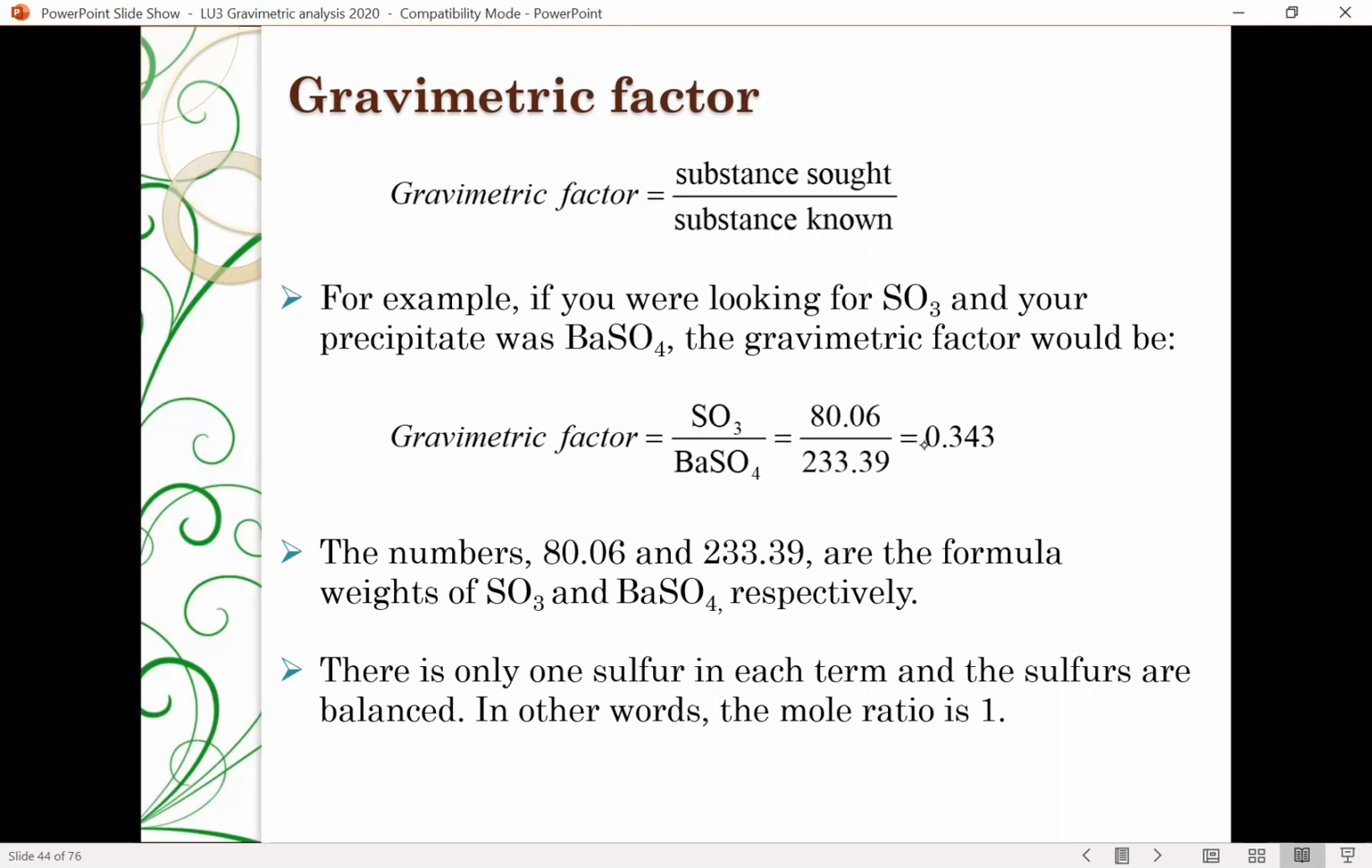So if you divide them, you will have 0.343 as the gravimetric factor. Okay, there is only one sulfur in each term and the sulfurs are balanced. So in other words, the molar ratio between the substance sought and the substance known is 1. If you look here, there is one sulfur in SO3 and one sulfur in BaSO4. So we have a balanced term between the substance sought and the substance known.